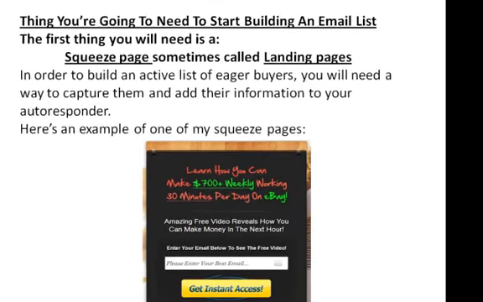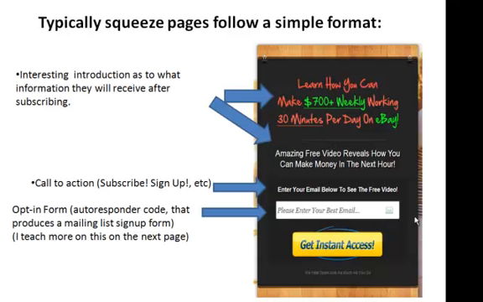The first thing you will need is a squeeze page, sometimes called a landing page. In order to build an active list of eager buyers, you will need a way to capture their information, like their name, their email, and this will go to your autoresponder. So here I am showing you an example of one of my squeeze pages. Now, a typical squeeze page follows a simple format.